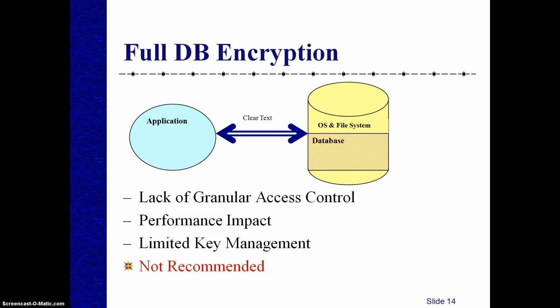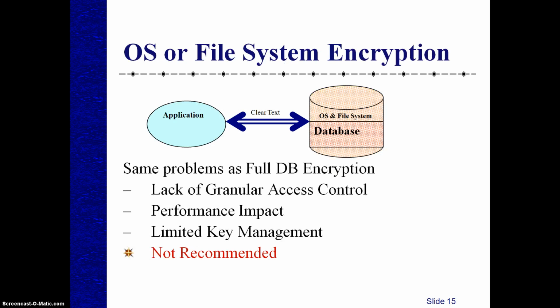And this is full DB encryption. That means there is an application and the OS file system and database, and there is clear text between them. The problems here are lack of granular access control, performance impact, and limited key management. This is why it is not recommended. Another type of encryption is OS or file system encryption. There is an application, the database, and the OS file system, and there is clear text between them. The same problems as full DB encryption can be faced here: lack of granular access control, performance impact, and limited key management. This is also not recommended.